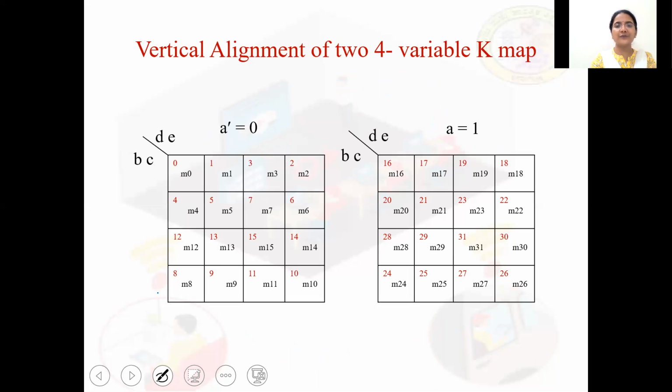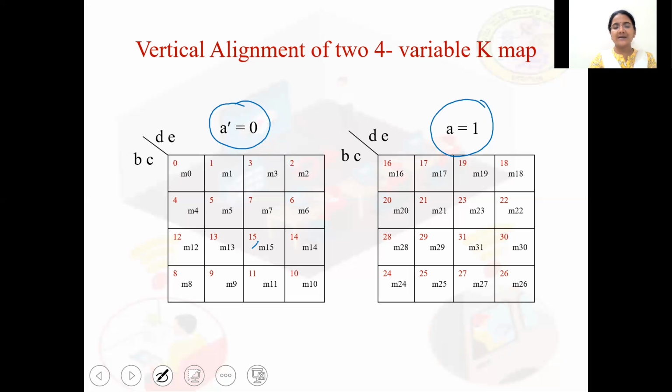Okay, in this vertical alignment of the 5 variable K-map, we are writing two separate 4 variable K-maps. For the first lower 16 bits, we have the MSB as 0, and for the next higher bits, the MSB is 1. So for the lower 16 cells, 16 minterms, A is equal to 0, and we write the K-map with minterms 0 to 15. That we know how to enter in decimal notation.